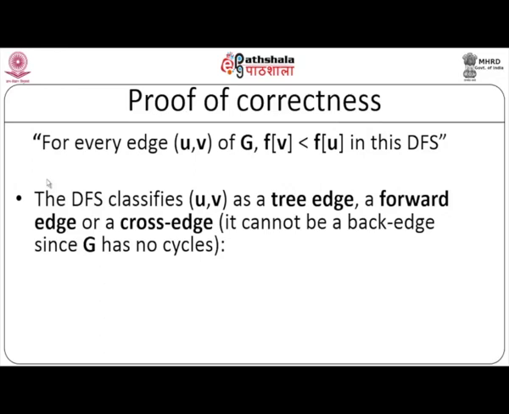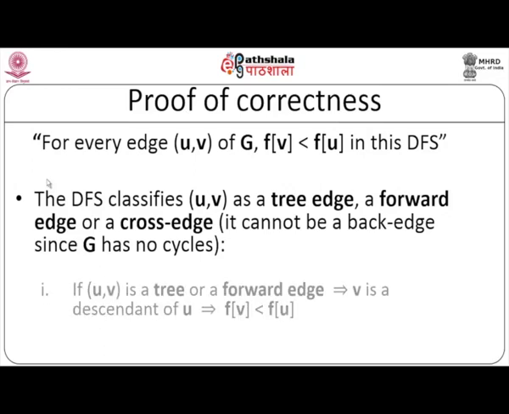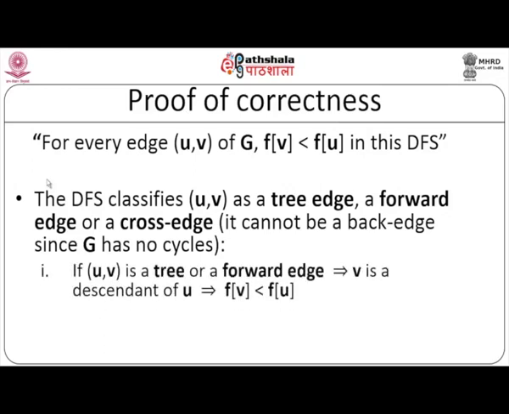Remember, a tree edge is the traversal by the depth first search, a forward edge is where u is before v, and a backward edge is when v is before u. So, if uv is a tree or a forward edge, v is a descendant of u. Okay. So, the finishing time of v will be less than the finishing time of u.